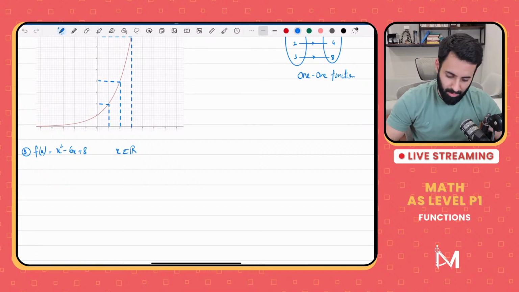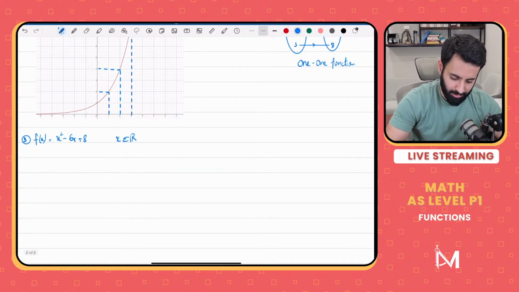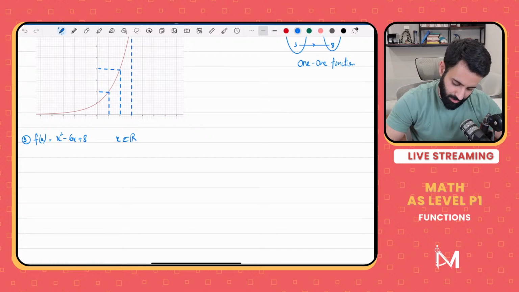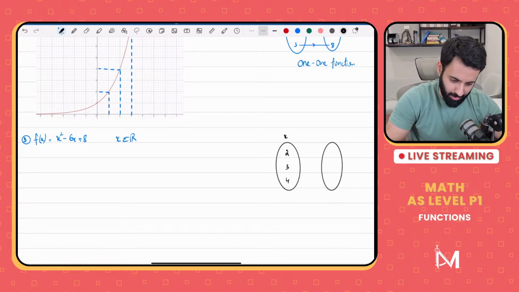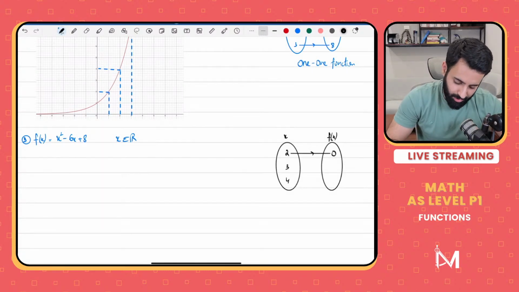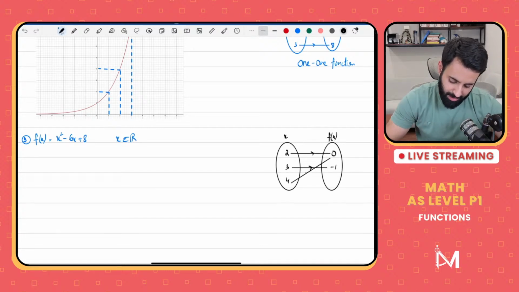Now, the reason why this is called a many-to-one function is for this reason. Let's say I plug in a specific set of values and notice what the output is going to be. Let's say that I plug in 2, 3, and 4. These are the values of x that I plug in. If I plug in 2, we get 0. If you plug in 3, then you get minus 1. And if you plug in 4, you get 0 as well. So that is why this is called a many-to-one function.